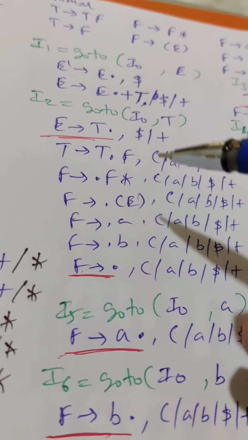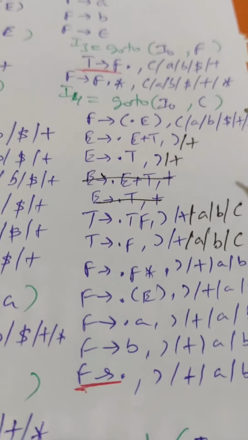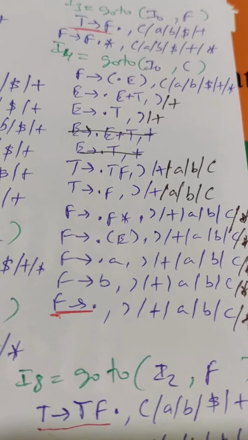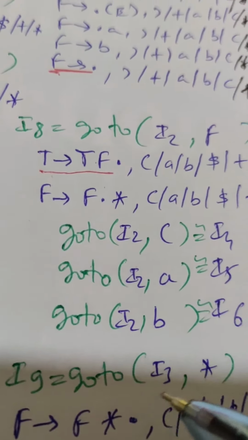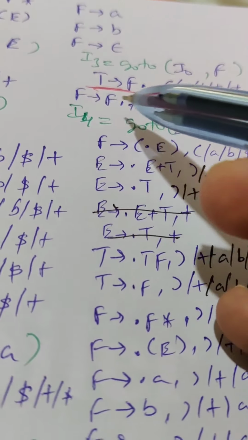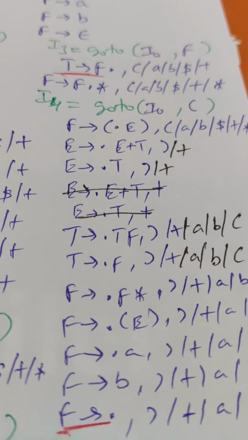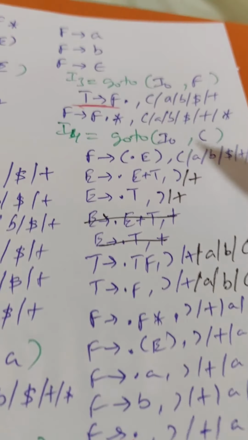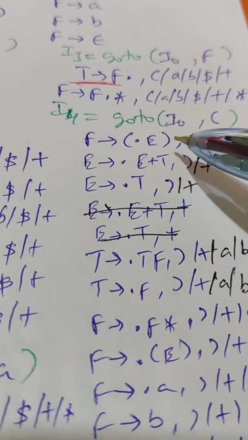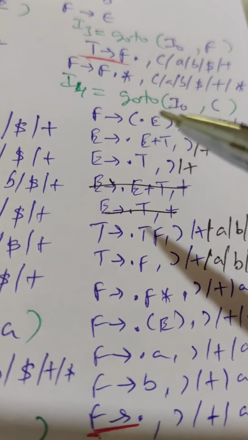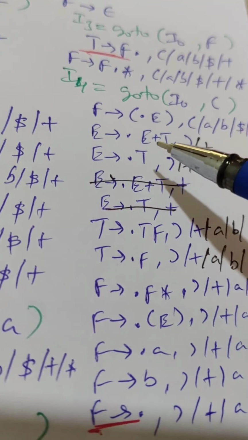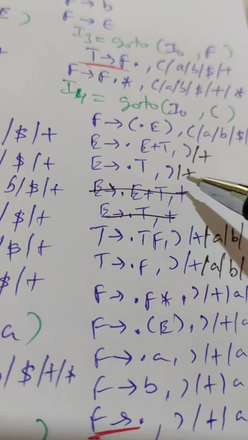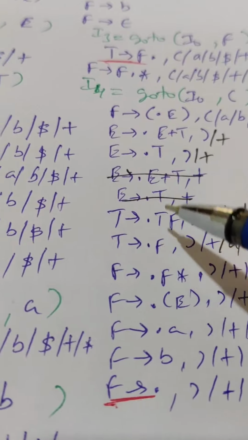So item number 2 is over. Item number 3 is remaining, sorry. Now let's take the next item as goto of I3 comma star. That's item number 9. Goto I3 comma star is F goes to F star dot, with the remaining lookaheads. This is a finish rule, F goes to F star dot. Now I3 is over. Now I4: the next item is goto I4 comma T. It's going to be E goes to T dot closing bracket plus, and there will be one more, T goes to T dot F.